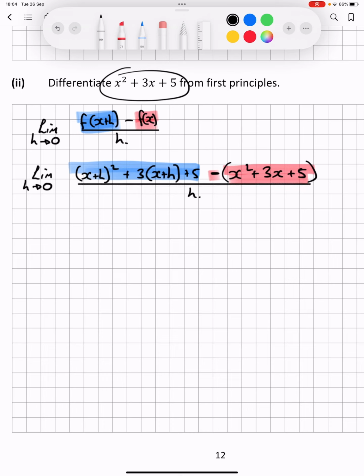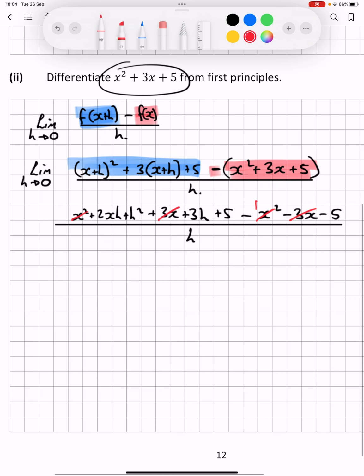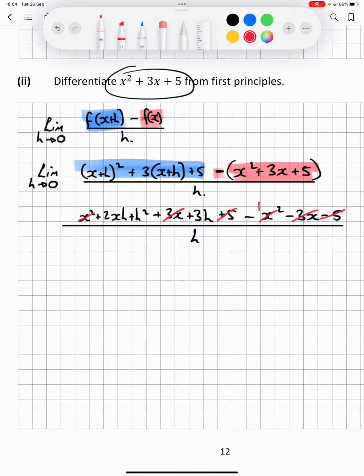So it'll be the same steps each time. Expand the bracket, so it's going to get me x squared plus 2xh plus h squared plus 3x plus 3h plus 5 minus x squared minus 3x minus 5, all getting divided by h, and each thing here should cancel out with something. So minus x squared with plus x squared, minus 3x with plus 3x, and minus 5 with plus 5. That's all. So let's see what I'm left with.